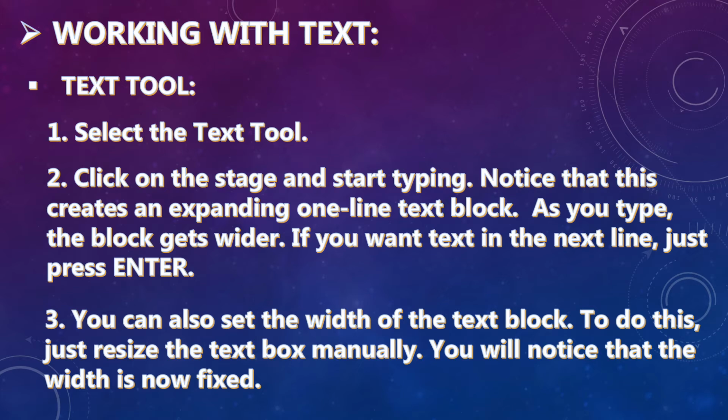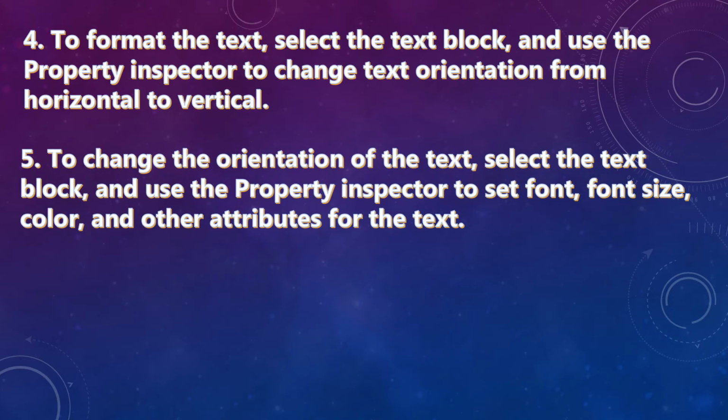You can also set the width of the text block. To do this, just resize the text box manually. You will notice that the width is now fixed. Words wrap to the next line when they reach the edge of the text block. To format the text, select the text box and then use this property inspector to set font size, color, and other attributes for the text.